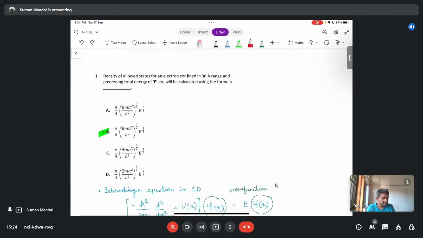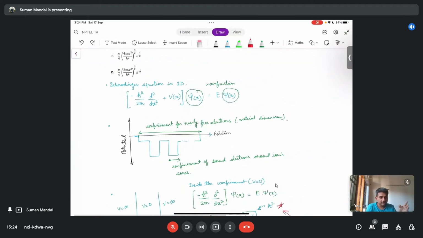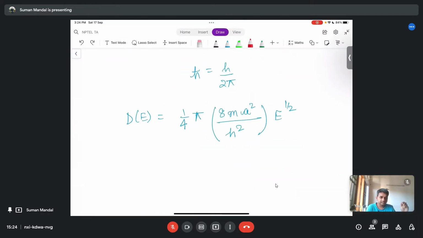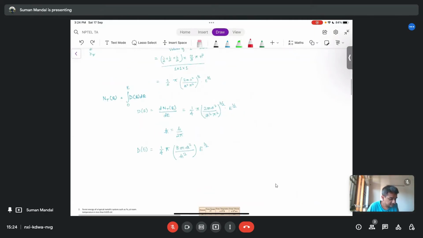For example, let's say you take the nearly free electrons only, but instead of taking a crystal with size in centimeters, you take it as a nanomaterial. Then this a value will change, and the density of states will change. So it depends on the physical dimension also. Density means how many free electrons are occupied in that particular range.